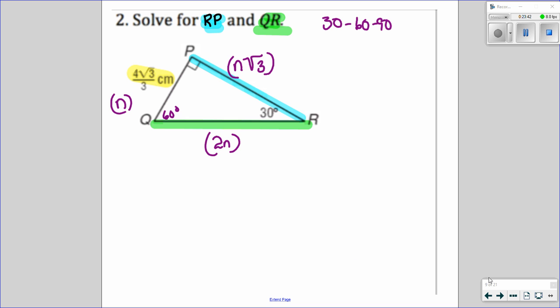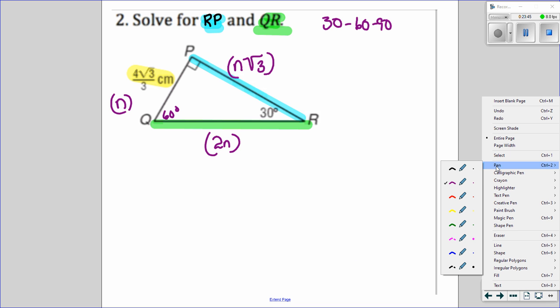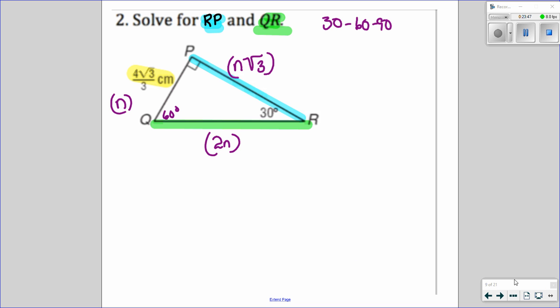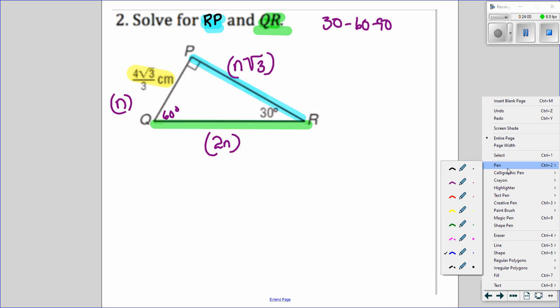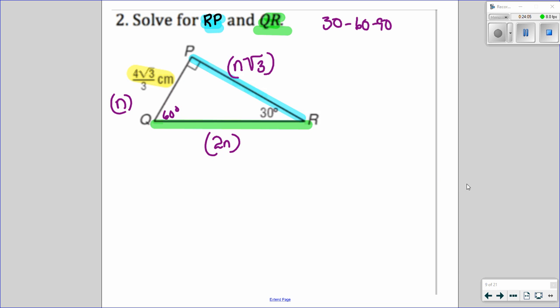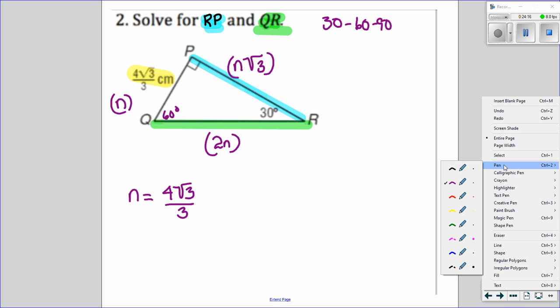Now I can start trying to figure out the sides. First I need to find n, and then I can work my way from there. So I'm going to work with what I have. I know that n is equal to 4 root 3 over 3. So that one was in purple. Since it's highlighted, yeah, purple, I'll put it there. So I know that n is equal to 4 root 3 over 3. Now it's a matter of me plugging in the information that I have into the other parts.